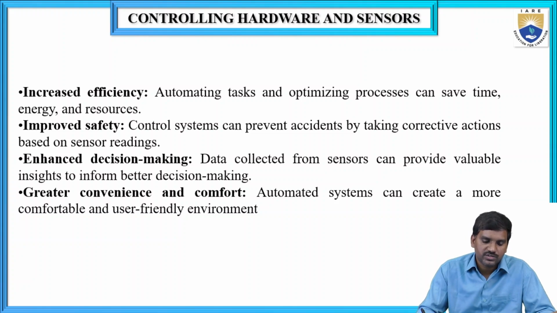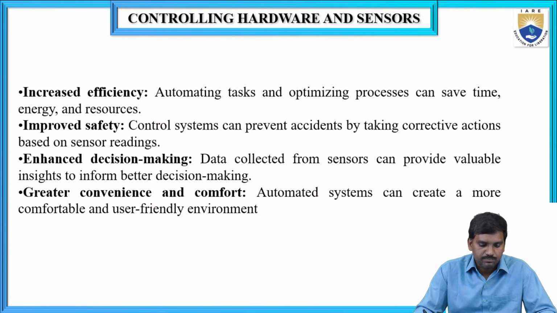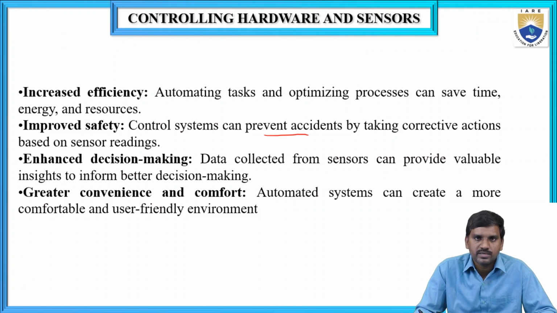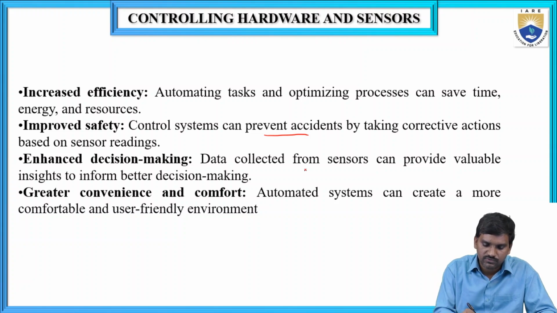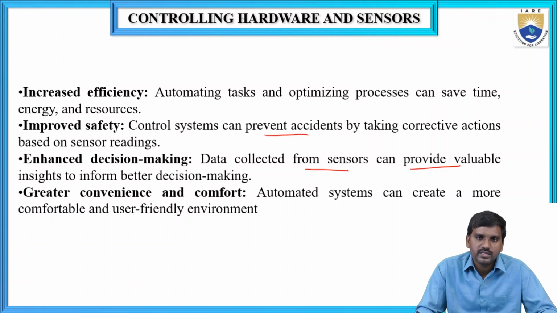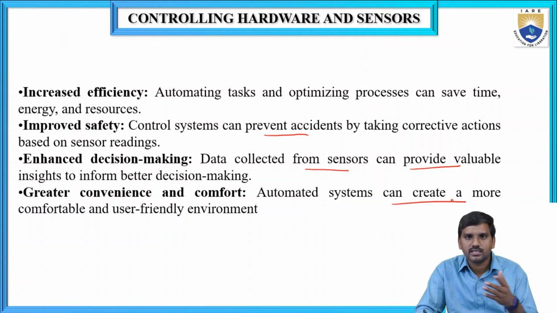You can increase efficiency: automating tasks and optimizing processes can save time, energy and resources. Improved safety: control systems can prevent accidents by taking corrective actions based on sensor readings. Enhanced decision making: data collected from sensors can provide valuable insight to inform better decisions. The last one, greater convenience and comfort: it is very easy to interact with other devices, and automated systems can create a more comfortable, user friendly environment.